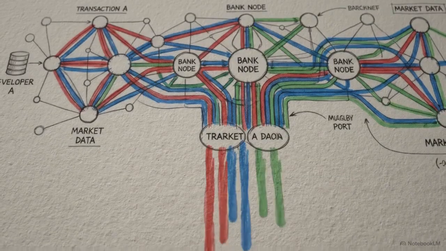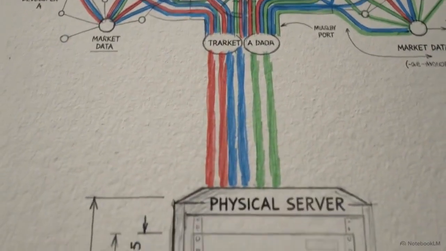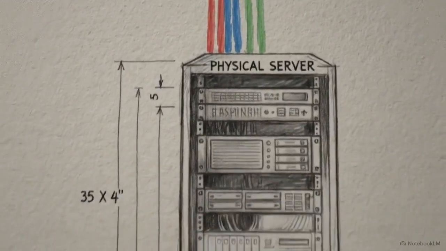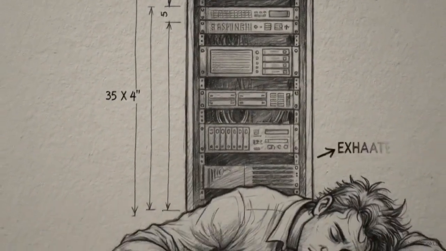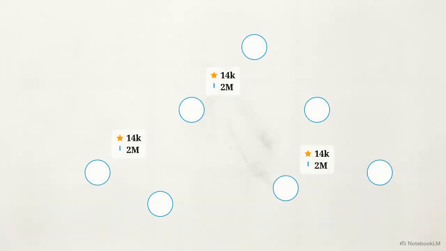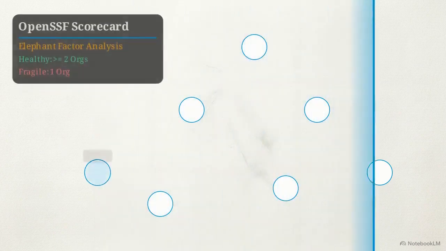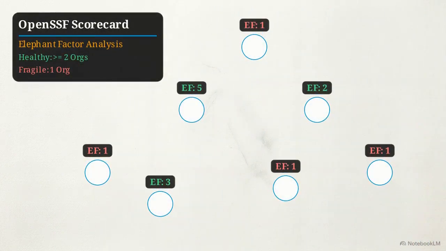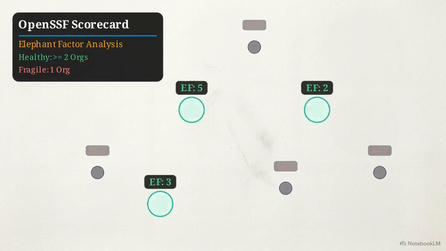We are left with a stark dependency paradox: a multi-trillion-dollar digital economy rests on a mathematically brittle, socially exhausted open source foundation. Mitigating this risk requires abandoning vanity metrics like download counts and GitHub stars. Instead, organizations must evaluate project health using the OpenSSF scorecard, analyzing structural metrics like the elephant factor to ensure a critical library isn't dependent on a single overworked individual.